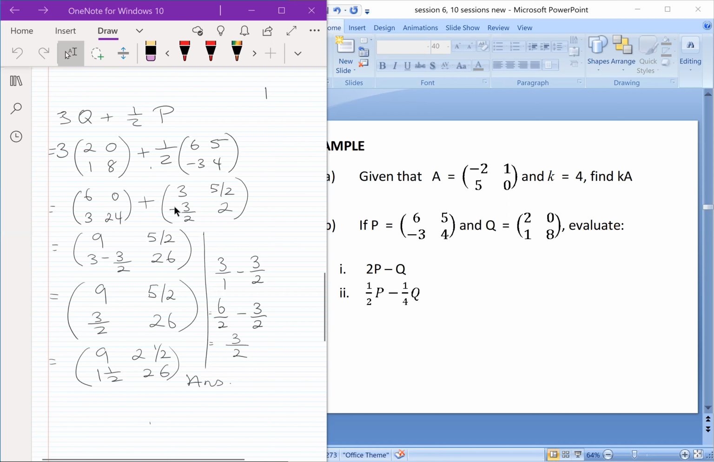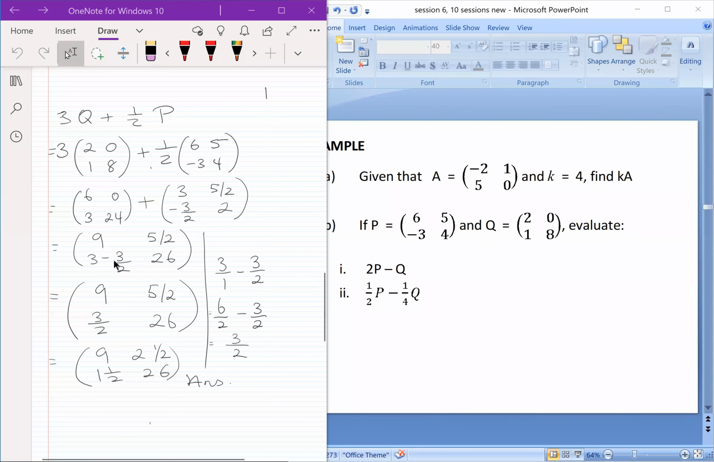So now I'm going to do the addition. 6 and 3 is 9. 0 and 5 over 2 is 5 over 2. 3 plus minus 3 over 2 is the same thing as 3 minus 3 over 2. And 24 plus 2 is 26. So this is what we end up with: 9, 5 over 2, 3 minus 3 over 2, and 26.